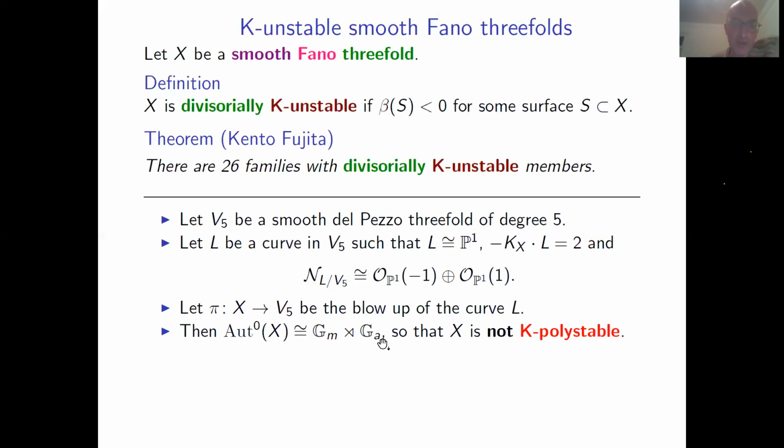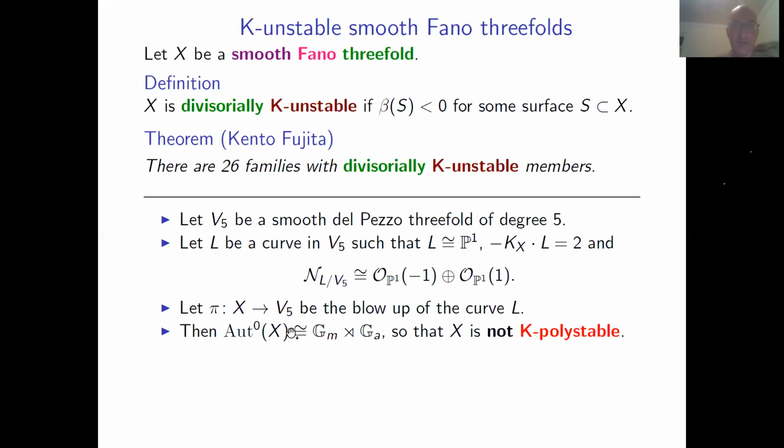Then you can compute the automorphism group of the blowup, and the automorphism group is actually a semi-direct product of Gm and Ga. So it's not reductive, so X is not K-polystable. If I blow up another line with normal bundle O plus O, the automorphism group is going to be reductive, actually Gm. So here the automorphism group is larger and not reductive. So this is not K-polystable, but actually it's not even K-semistable, because we can compute the beta invariant for a blowup of some curve in X.